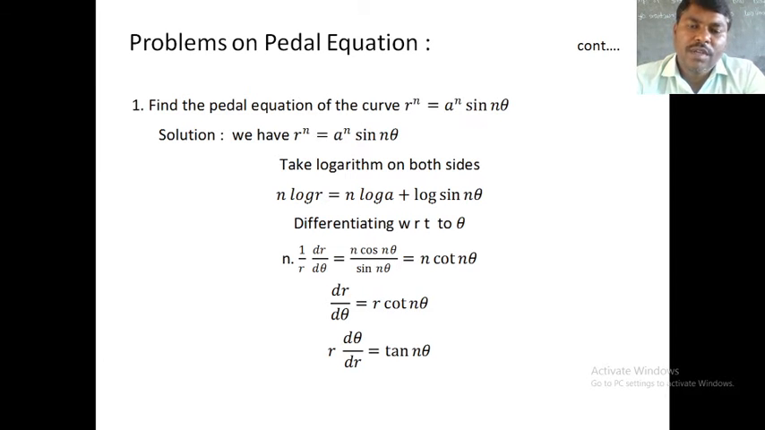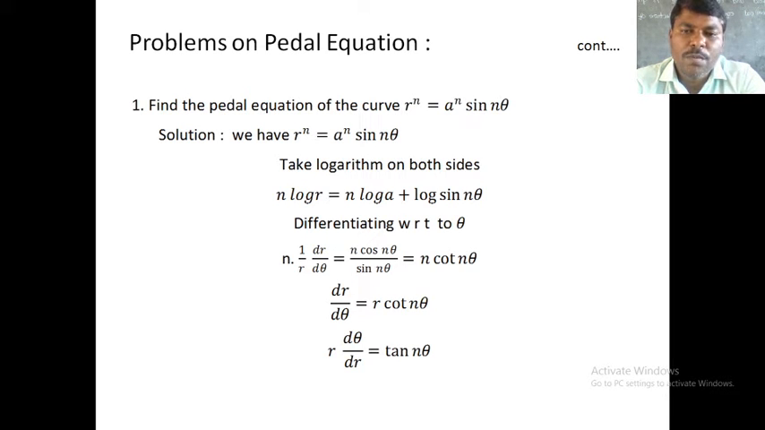Find the pedal equation of the curve r raised to n is equal to a raised to n sin n theta. Solution: the given curve is r raised to n is equal to a raised to n sin n theta. Apply logarithm on both sides. So we get log of r raised to n. This is of the form log m raised to n, which can be written as n log m. We apply that formula, so we get log of r raised to n is equal to n log r.